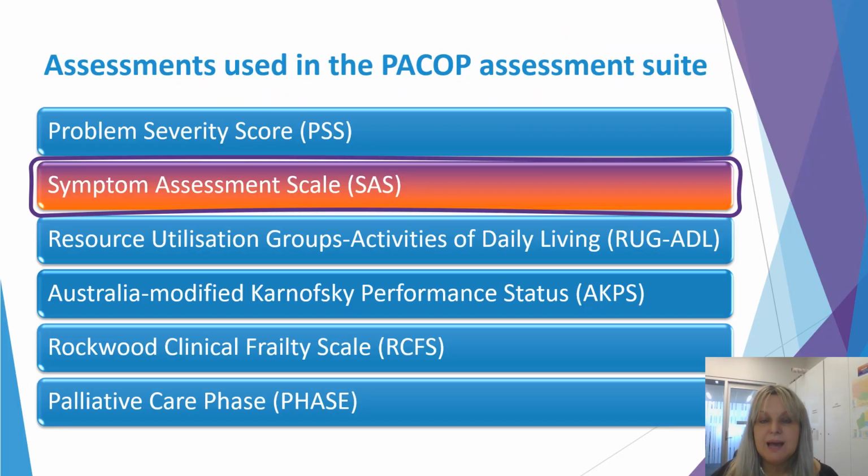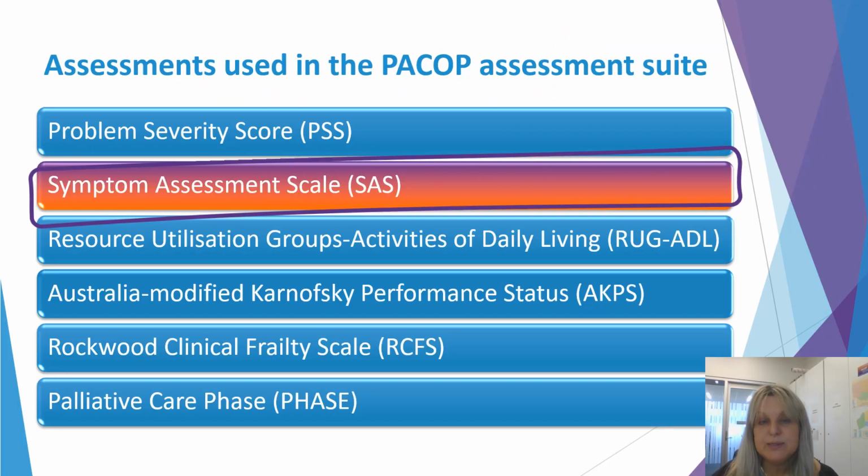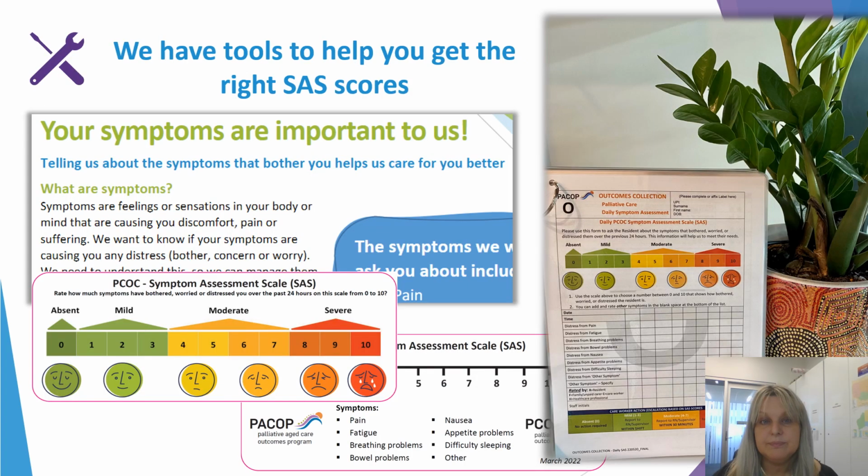The symptom assessment scale is one of the assessment tools we use in PACOP. We have a number of resources to help you get the right SAS scores from residents, and you'll see on the screen we have a picture of the SAS ruler with the faces on it. We have a picture of the sheet where you record the SAS scores, and we also have an information flyer at the back which says your symptoms are important to us. That information sheet is for us to give to the residents so that they can read about why we ask them every day for their distress scores about these symptoms.